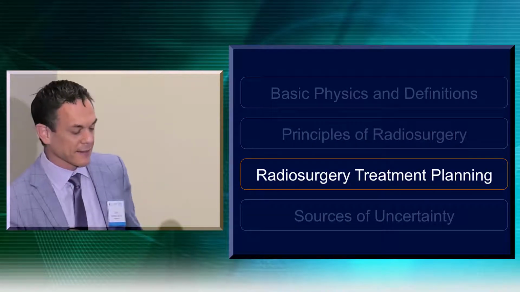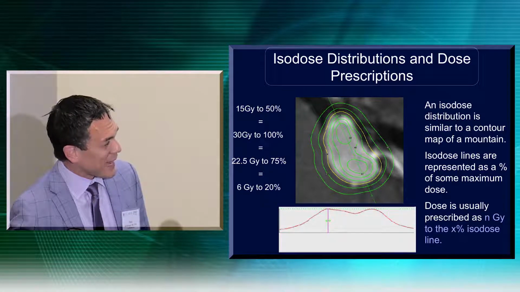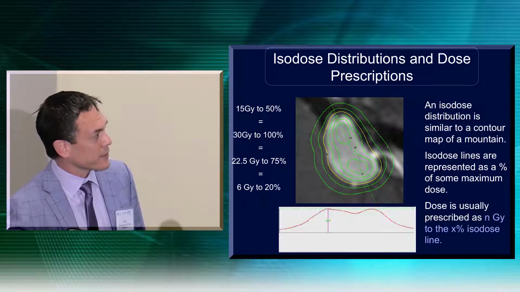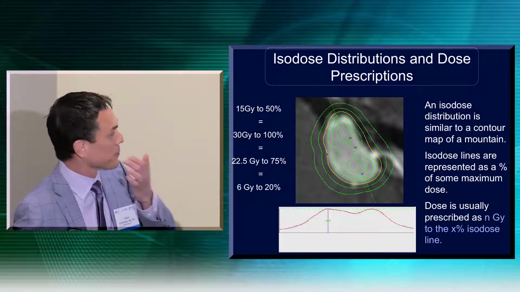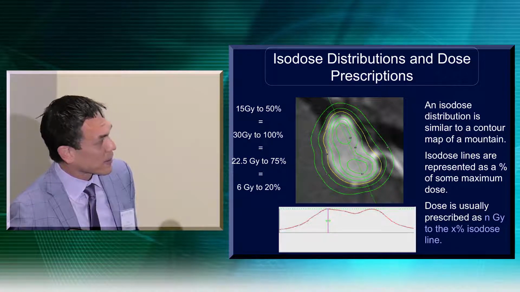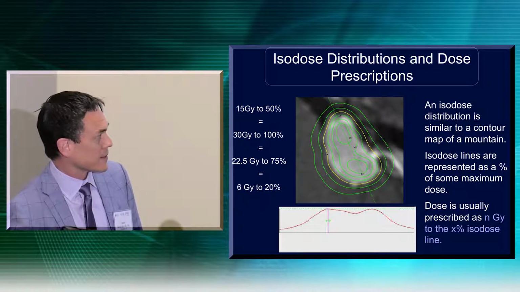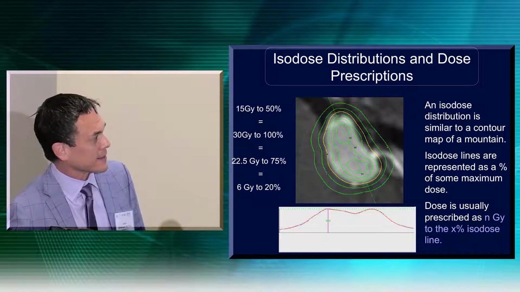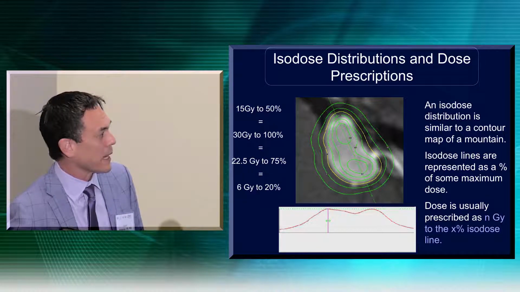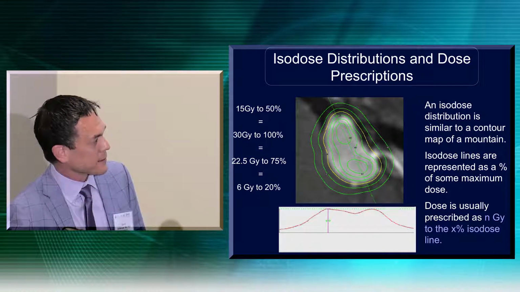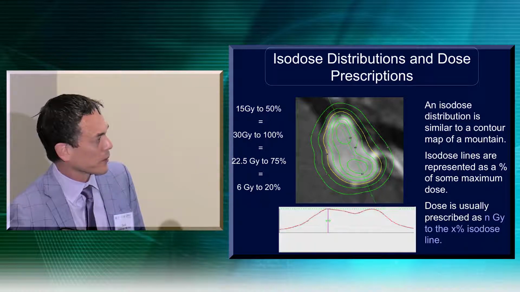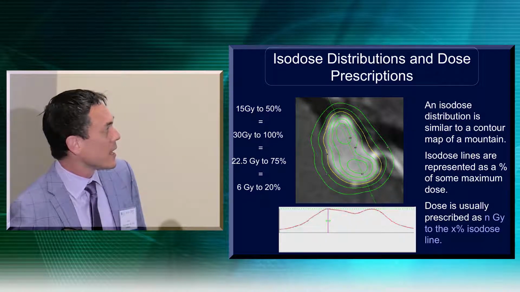Radiosurgery treatment planning. So for those that haven't spent a lot of time looking at radiosurgery treatment plans or any treatment plans, this is pretty much what a treatment plan looks like. These lines are called isodose lines, and those are just lines of equal dose. And you can think of it exactly analogous to a contour map of a mountain. So if you drew a profile through this, you would get some mountain-looking pattern where it's dose instead of altitude.